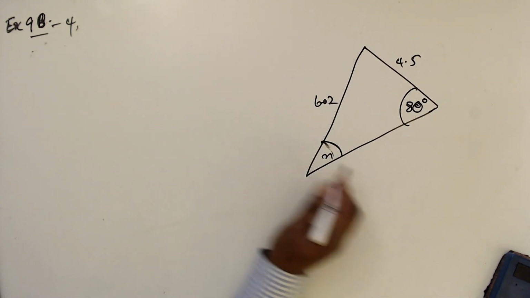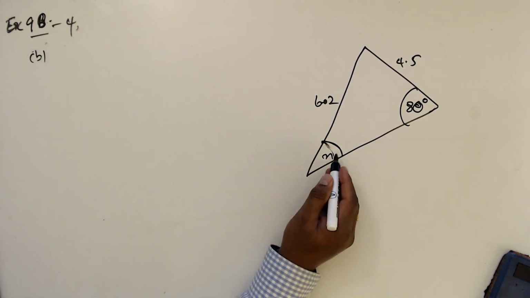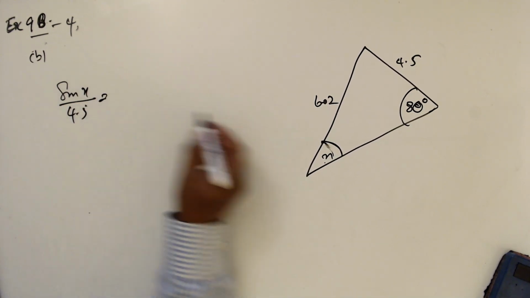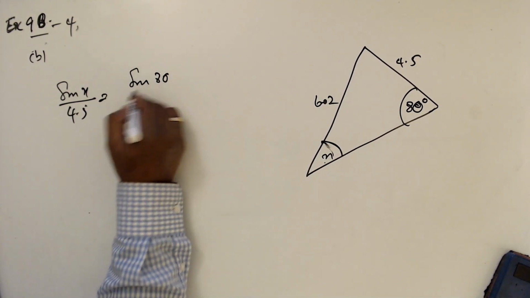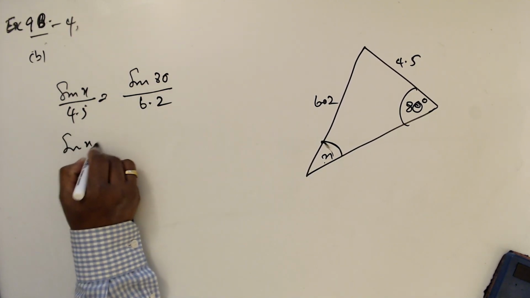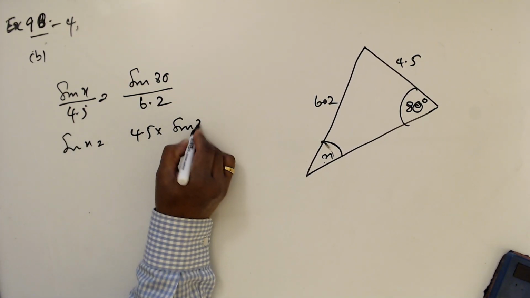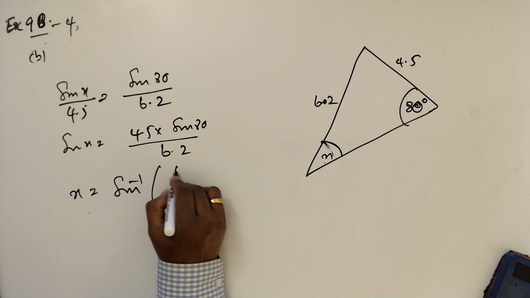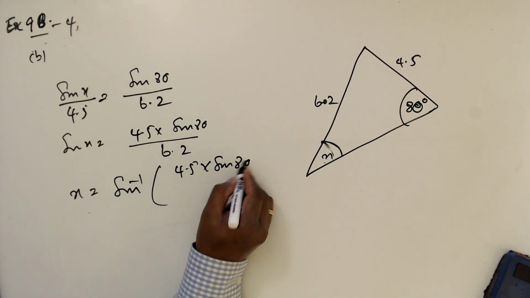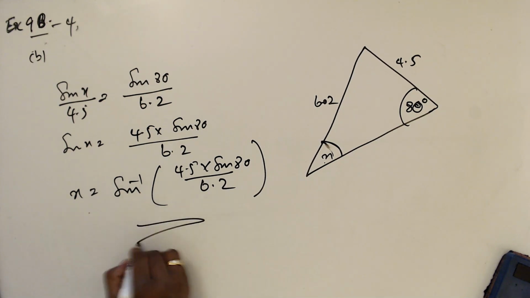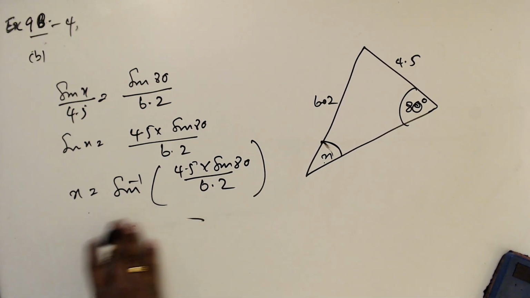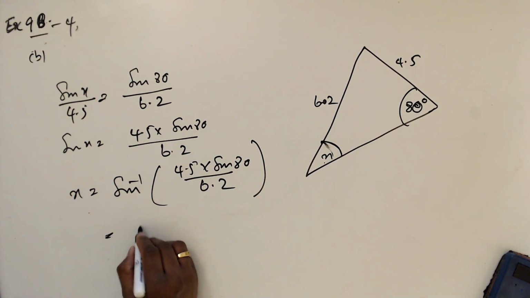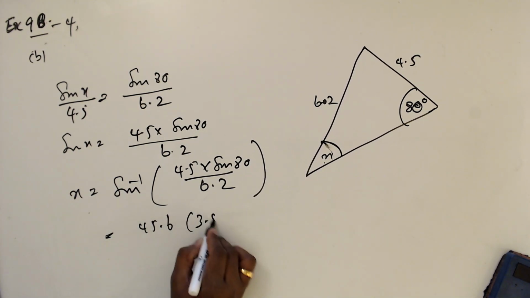Part B, sine x over 4.5 equals sine 80 over 6.2. So sine x equals 4.5 sine 80 over 6.2. x equals sine inverse of 4.5 sine 80 over 6.2. That is 45.6 to 3 SF.